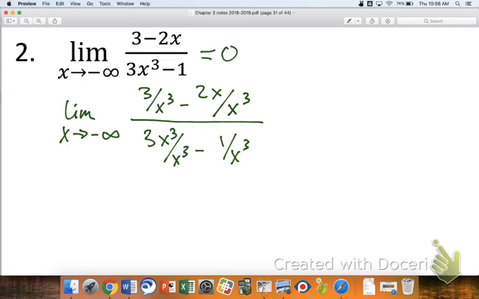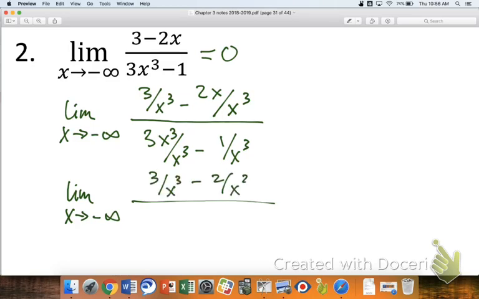How about that? Okay, so let's do some canceling. Limit as x approaches negative infinity, and nothing cancels up here. You end up with 2 over x squared there. This is a 3, and nothing cancels there. So we're just canceling out all the stuff we can cancel.